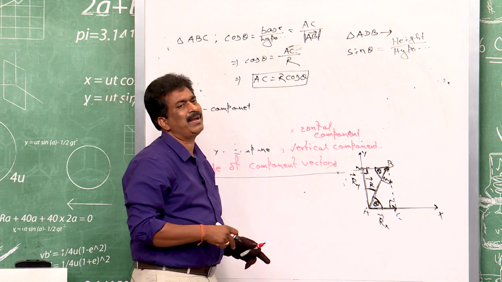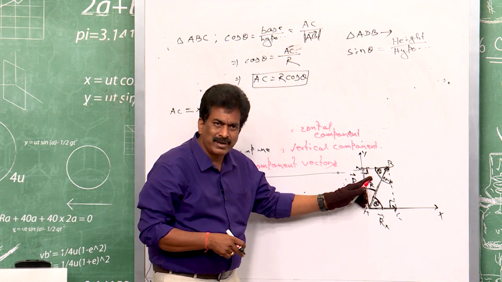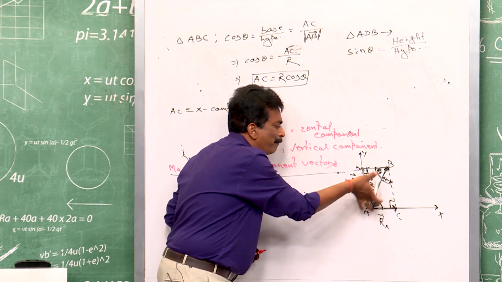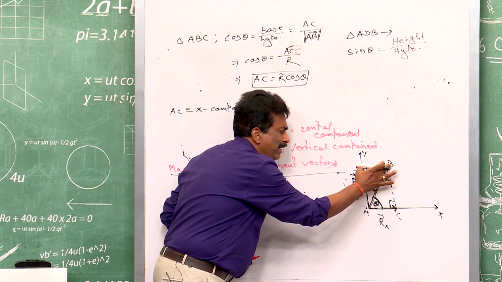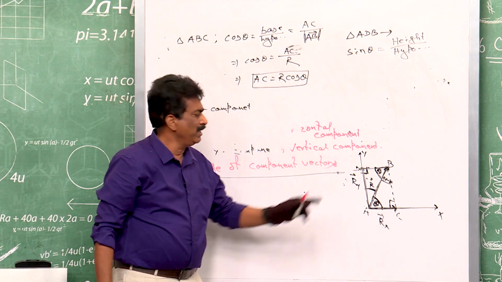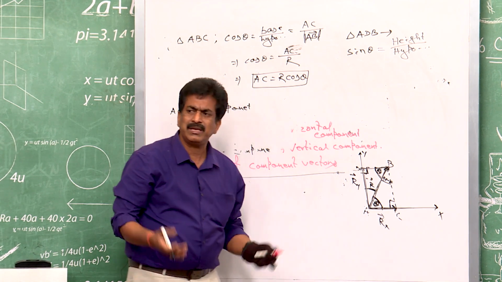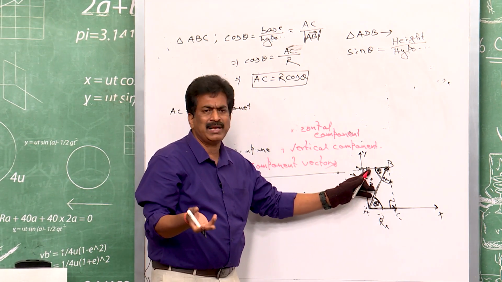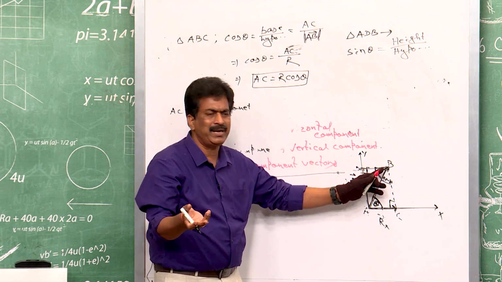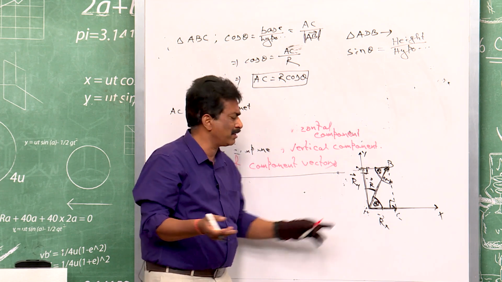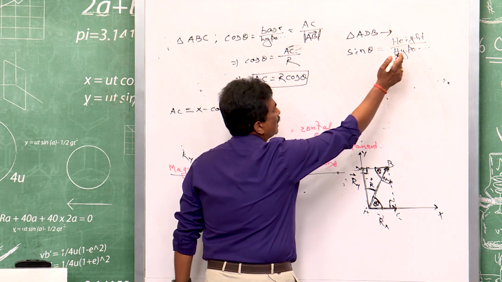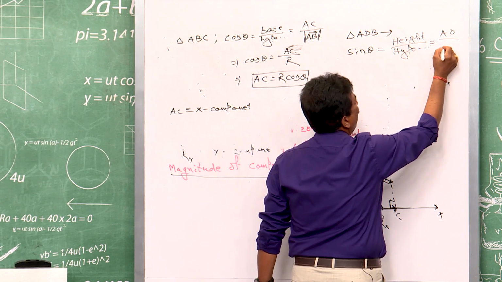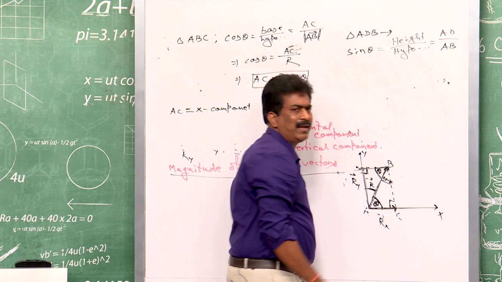Suppose you take the value of cos theta here. If you take the value of cos theta, what will be its value? Base by hypotenuse, means BD by AB. You see, BD and AC must be the same. AC value is already determined. Therefore, there is no need to find the value of BD. So we are interested in AD. So this height will be AD in this triangle, and hypotenuse will be AB.